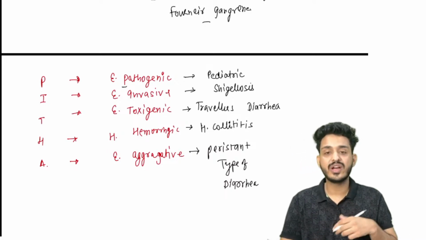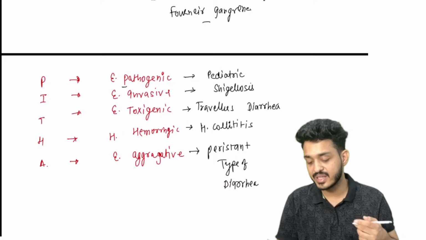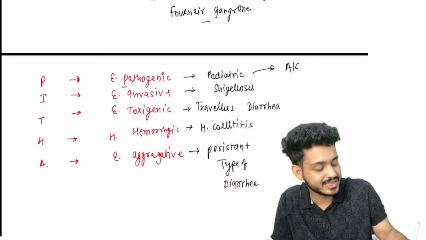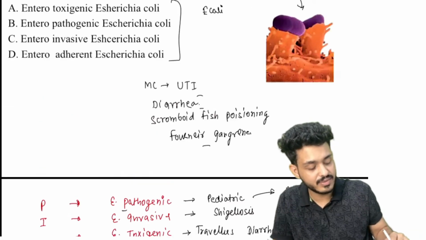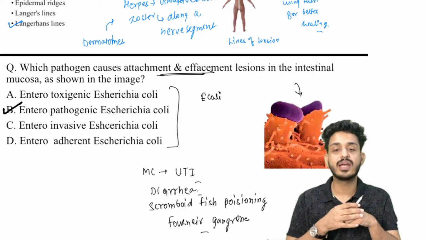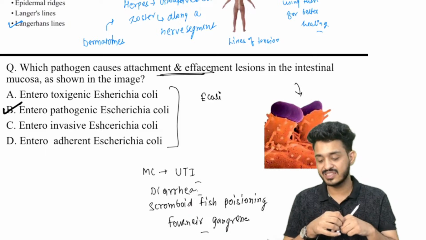Okay, so where do you find attachment and effacement type of lesion? You will be finding it in this pediatric age group. You will be having this attachment and effacement type of lesions, right? So your answer will be enteropathogenic. Enteropathogenic E. coli will be the answer from this particular slide.